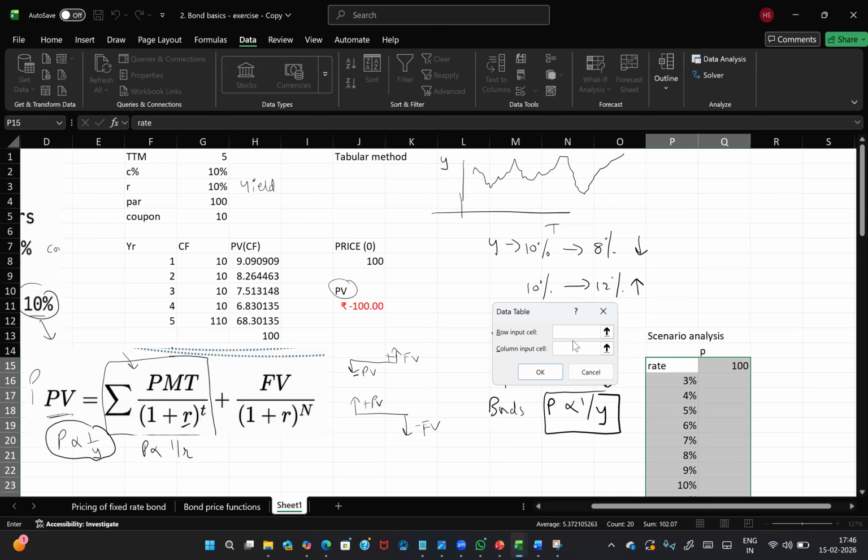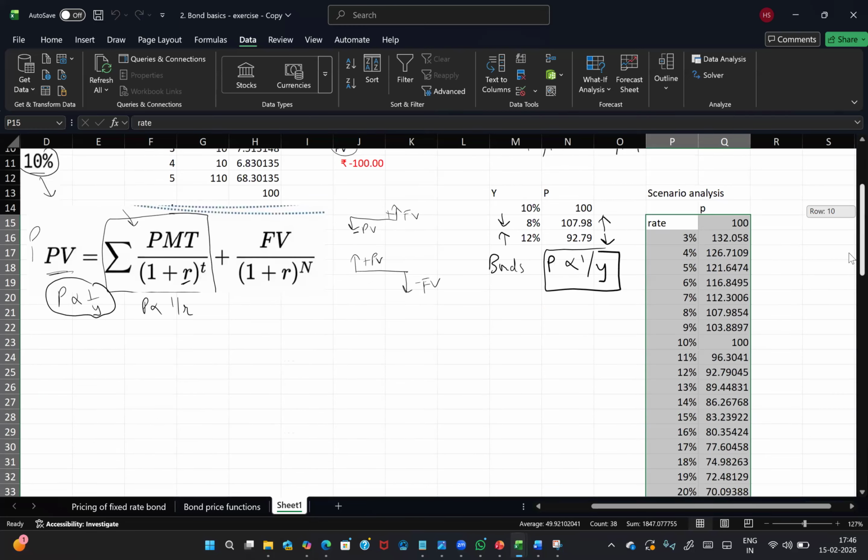So I will keep row blank. And since all these rates are defined in a column, the scenarios, in column I will give the input cell. What is the input cell? Input cell is the base assumption for rate. And where's the base assumption for rate? It's here, this one. The formula where we get the price in H13 is using the rate from the cell G3, and hence I give G3 here and I press OK.